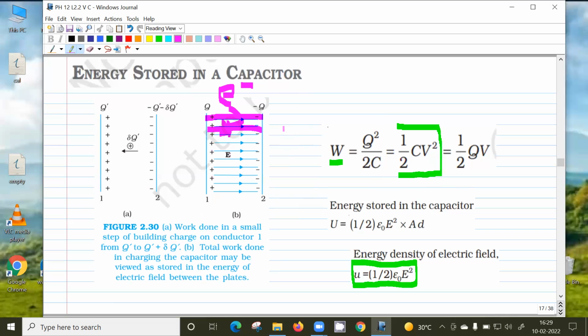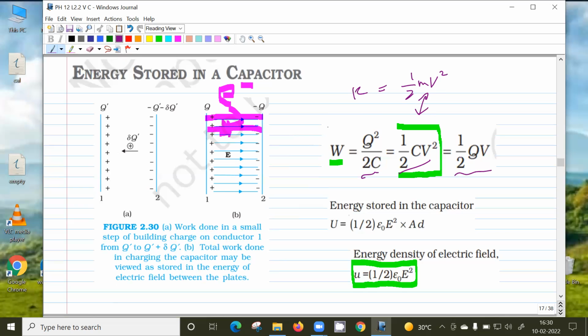One way to remember this formula is that the kinetic energy of a system is half mv square, right? This formula is similar to that. Instead of m, we have C, and here the v is velocity, while there the V is voltage. This is an analogy. Once we get this formula, we can use Q equal to CV to get the other two forms.